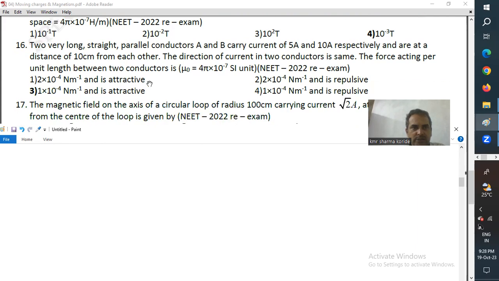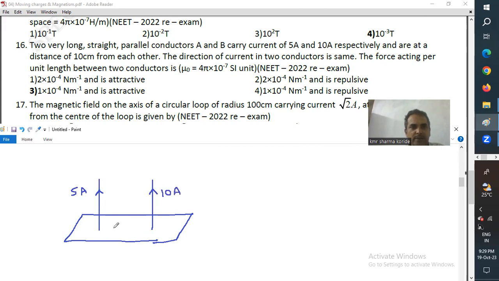Two very long straight parallel conductors A and B carrying current 5 ampere and 10 ampere respectively are at a distance of 10 centimeters from each other. So therefore, suppose this is a table, imagine like this. There is one conductor here, there is another conductor here, and they are carrying current. First one is carrying 5 amperes of current. Second one is carrying 10 amperes of current. The separation between these two is 10 centimeters. We need to find out the force acting per unit length.